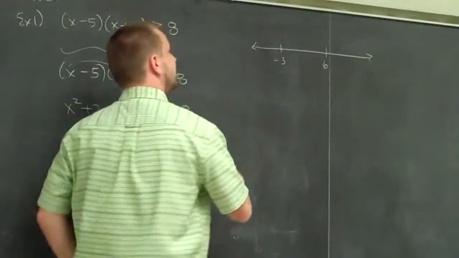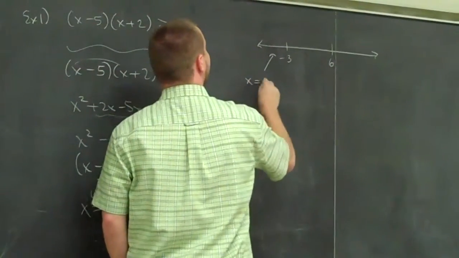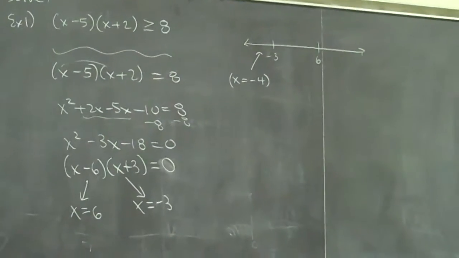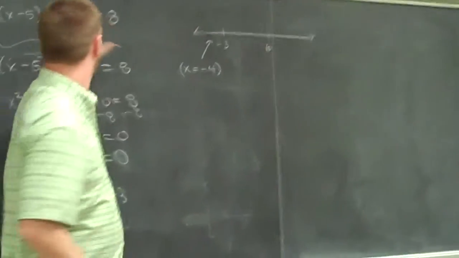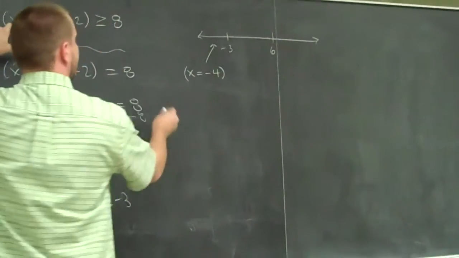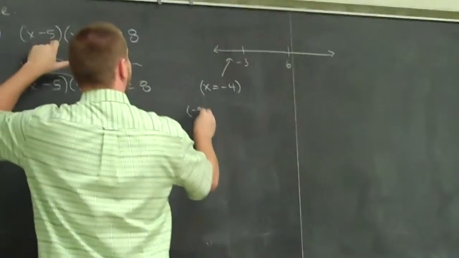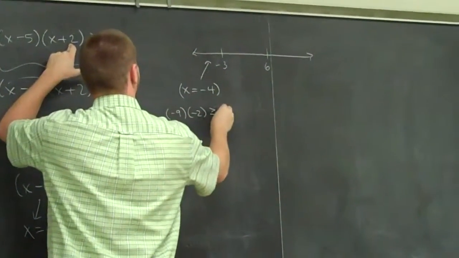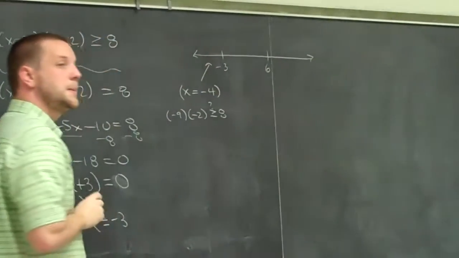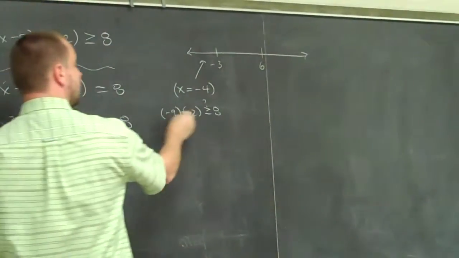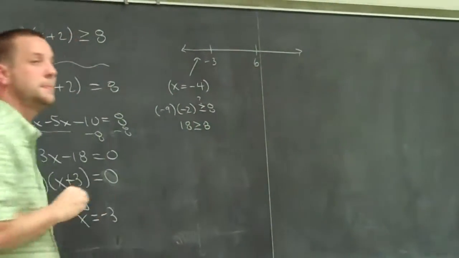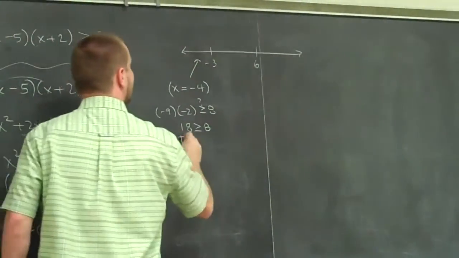-4. Okay. It's kind of unimaginative, but why not? So if I'm using -4 as a representative for that whole interval, then when I take -4 and plug it in, do I get a true or false statement? Let's see, -4 minus 5 is -9. -4 plus 2 is -2. Is that greater than or equal to 8? What's -9 times -2? 18? Is 18 greater than or equal to 8? True?